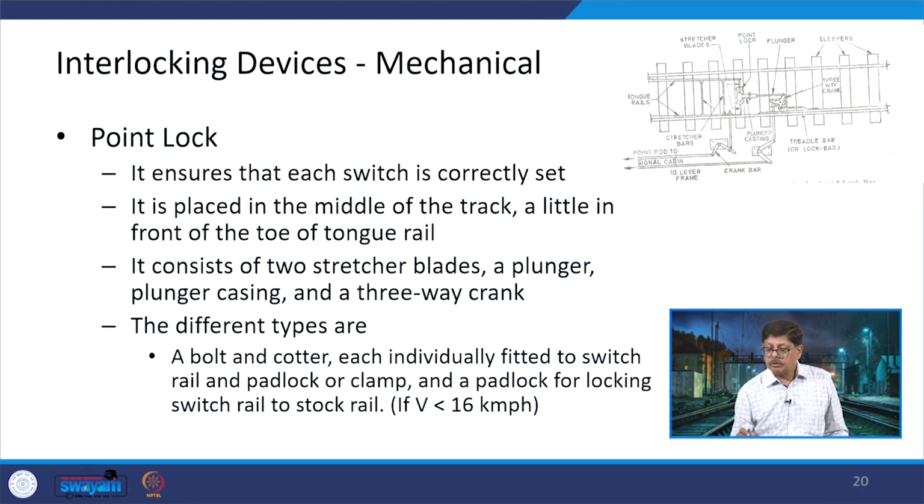Then there is a point lock. We have shown this point lock here, and it is connected through the rod system to the point lever. It ensures that each switch is correctly set. It is placed in the middle of the track, a little in front of the toe of the tongue rail. The tongue rail toe is here, coming up to this point, and after that we have this point lock. It consists of two stretcher blades, a plunger casing and a three-way crank. The different types are a bolt and cotter, each individually fitted to the switch rail, and a padlock or clamp for locking the switch rail to the stock rail, where the speed is less than 16 kilometers per hour when traversing this section.